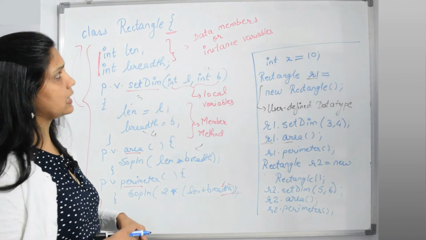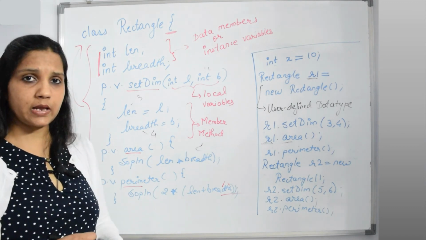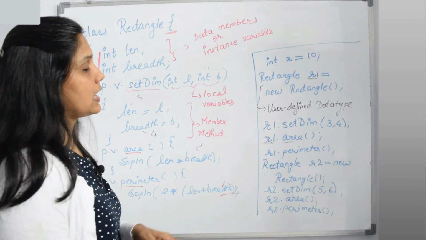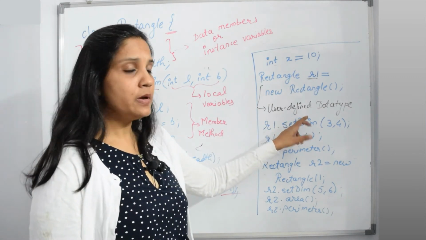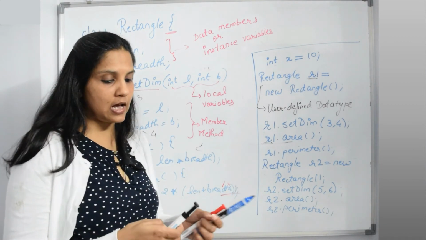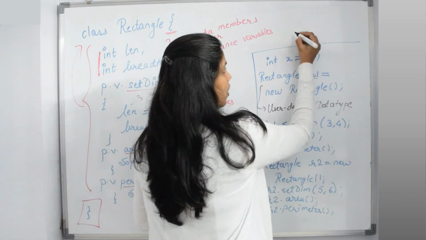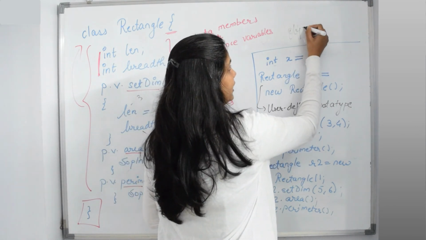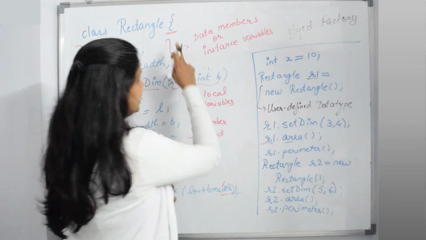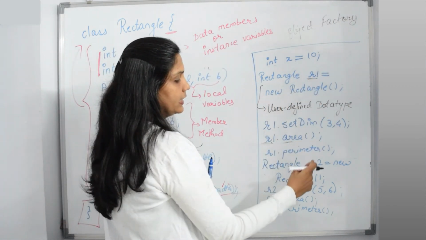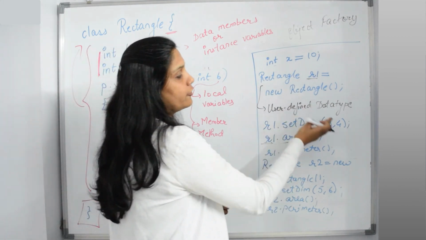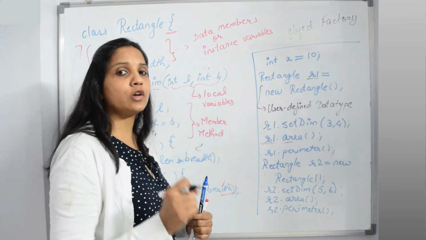You just create a class, you have data members or instance variables, and you have member methods or local variables. And classes are called as user defined data type because we define the size of a class. Classes are also called as object factory. Now why is it called an object factory? Because you can see with one class I can create 2 objects. This way I can create 100 objects with different dimensions set for the rectangle.